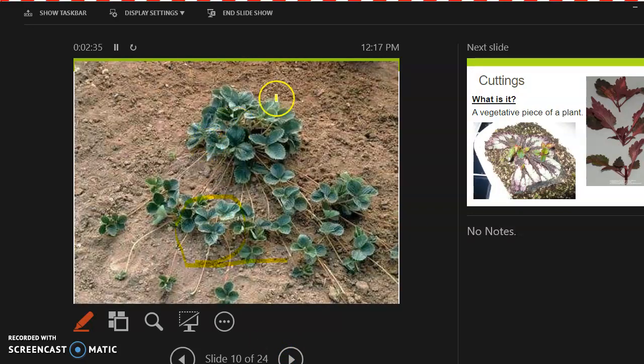Okay, so this is my runner. So this was my first plant. This is the plant that I planted. Okay, so then my runners are these right here. So then a new plant, then it ran a little more, then a new plant. So basically it kind of looks like strings.